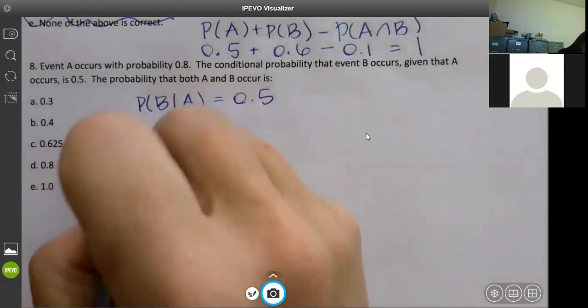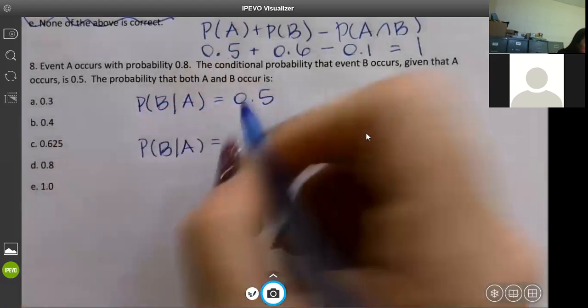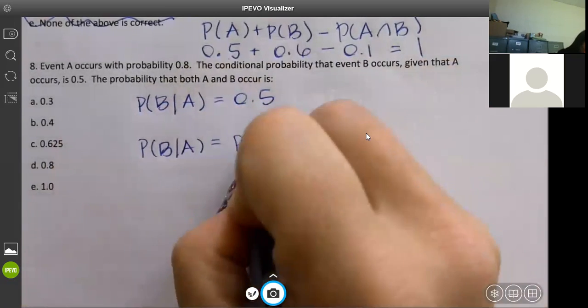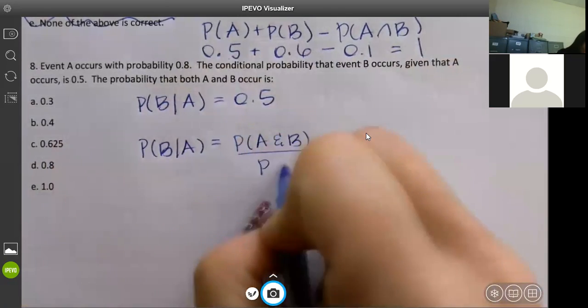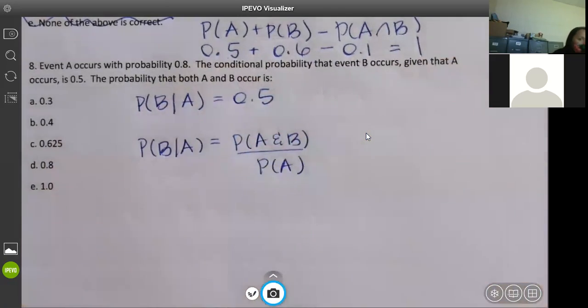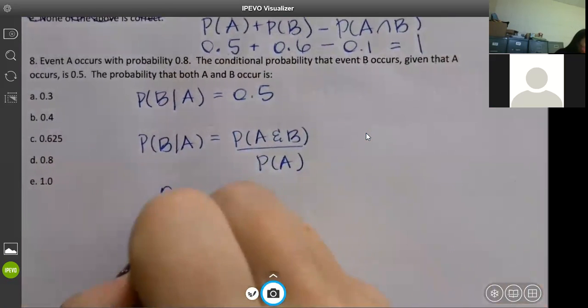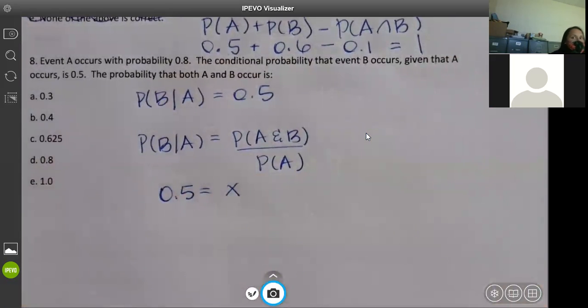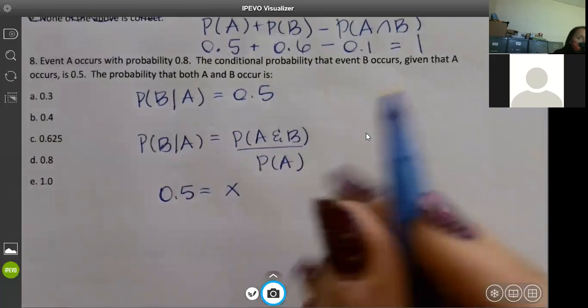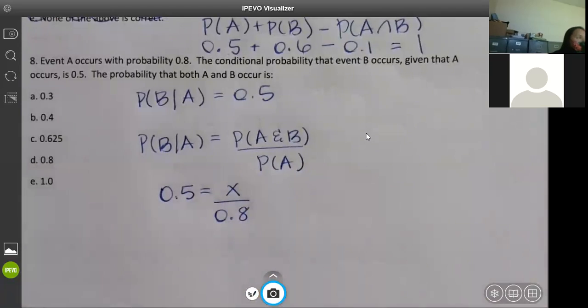So remember that this formula, this is an algebra problem, guys, is going to be the probability of A and B over the probability of A. We know that B given A is 0.5. We're looking for A and B, and we know that the probability of A is 0.8.